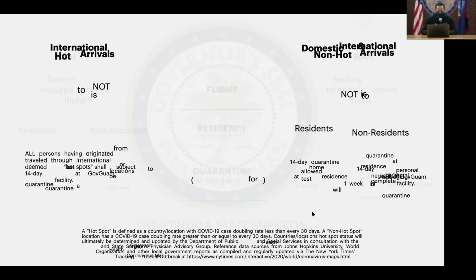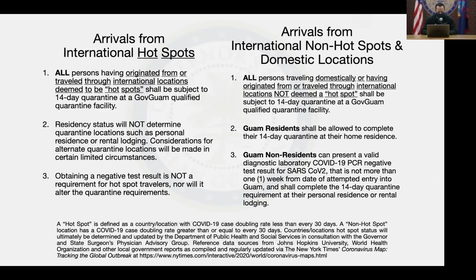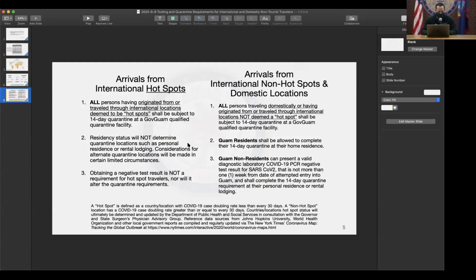And this last slide basically summarizes what we've mentioned in the previous slides, and gives the details that have been in the memo from the Department of Public Health and Social Services, as well as the governor's executive order, which follows from that. That's the last of my slides, and I'll go ahead and take some questions here.